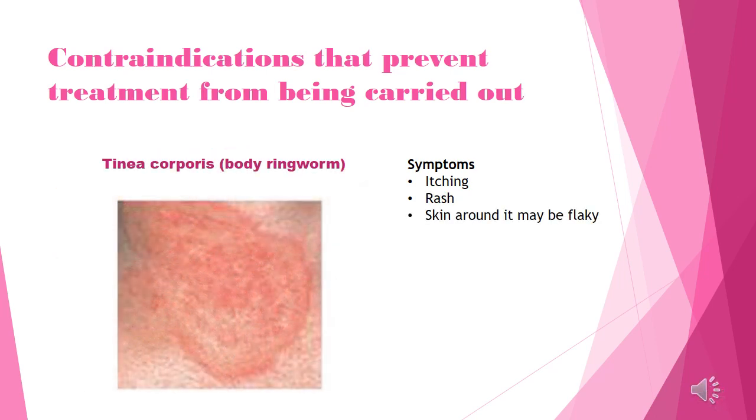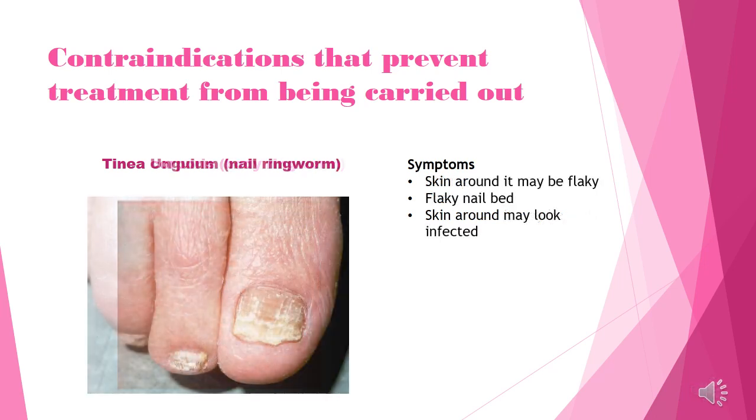Tinea Capitis, also known as ringworm, is a superficial fungal infection. Symptoms include itching, a rash, or the skin around it may be flaky. Tinea or nail ringworm is due to a fungal infection similar to the type that causes athlete's foot. The skin around it may be flaky. Your client may have a flaky nail bed, and the skin around may look infected, or your client could even have athlete's foot.